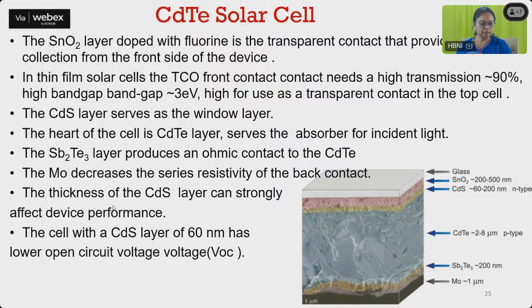The thickness of the cadmium sulfide layer can strongly affect the device performance, because if it becomes very thick, then the light transmission will decrease. So the n-type semiconductor layer has to be very thin. The cell with a cadmium sulfide layer of 60 nanometer has a lower open circuit voltage. So a very thin layer is used. So this is a thin film.